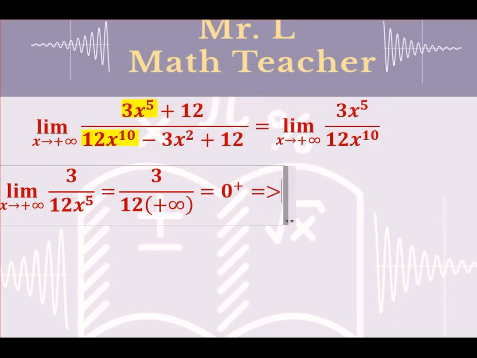So we can deduce that y equals 0 is also a horizontal asymptote, because as you see, I studied the limit at plus infinity and the result is a constant number.